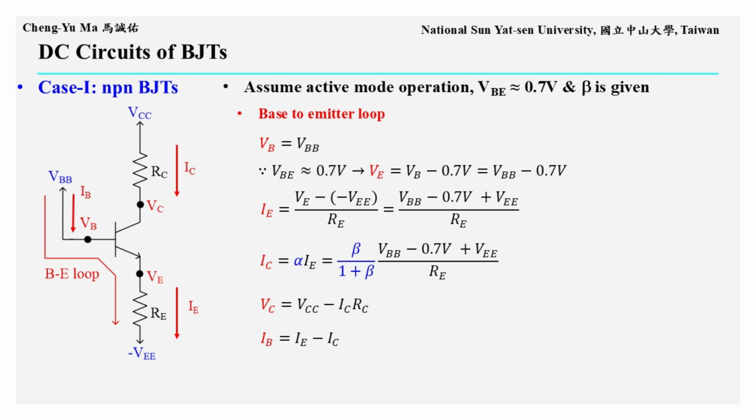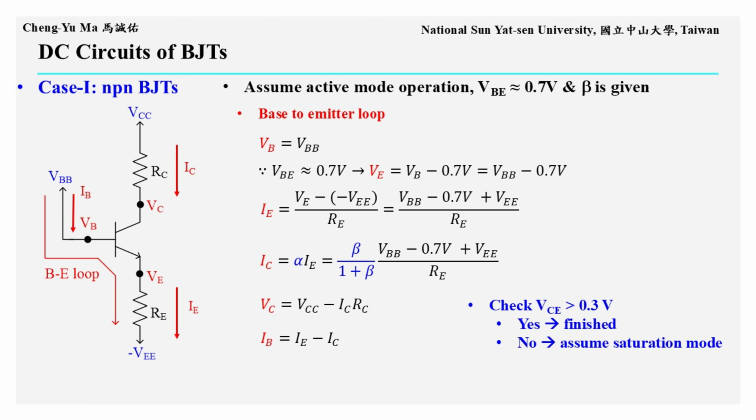After IC is obtained, the collector voltage can be calculated as VC equals VCC minus IC times RC. Finally, the base current IB equals IE minus IC. At this point, all 3 terminal voltages and currents have been found.